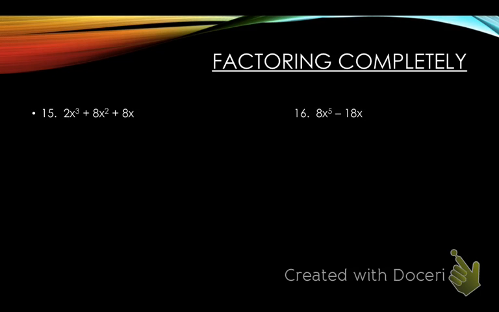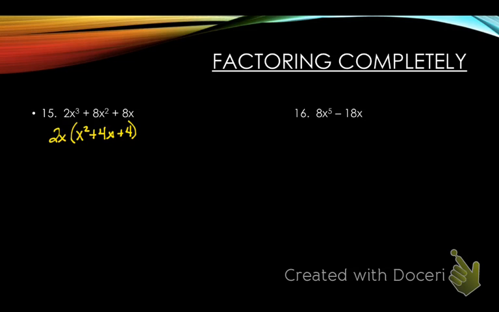If I have 2x to the third plus 8x squared plus 8x, does number 15 have a GCF? Is there something that I can divide each term by? x and what else? 2x. So if I factor out a 2x, I'm left with x squared plus 4x plus 4. Now, the 2x is out there. Now I want to look in my parenthesis. Can I factor this even further?